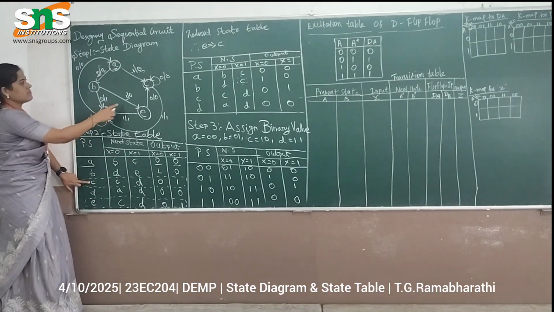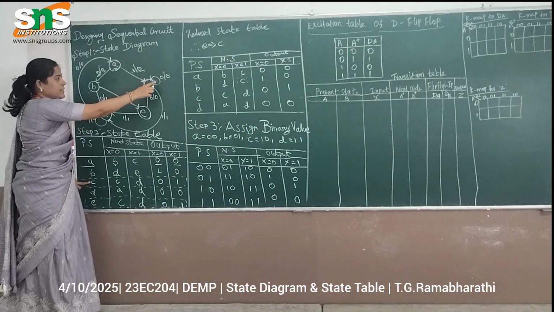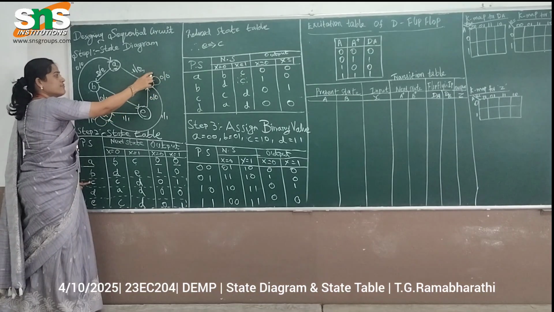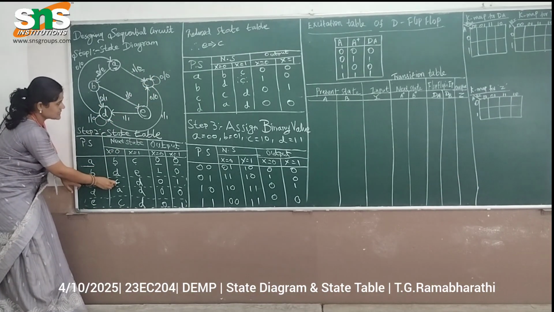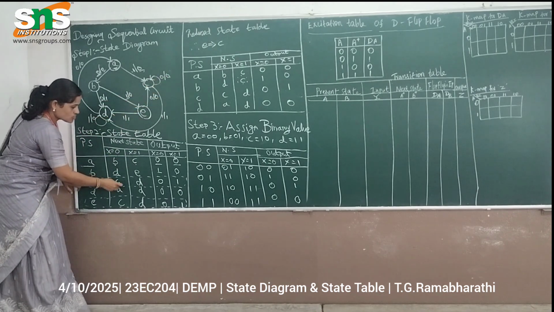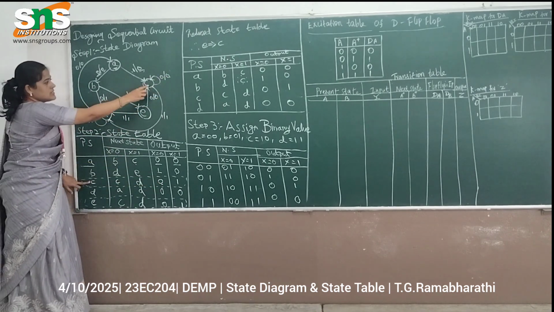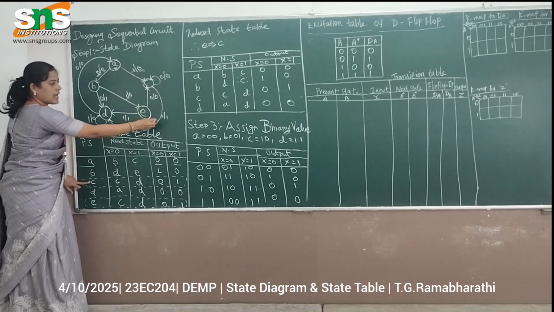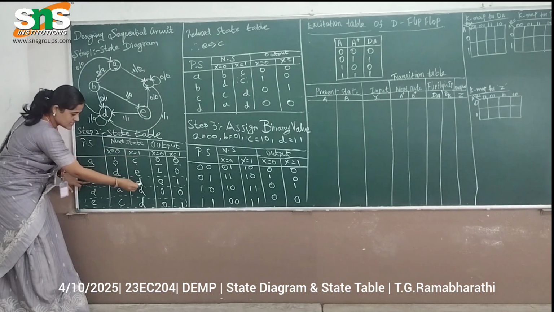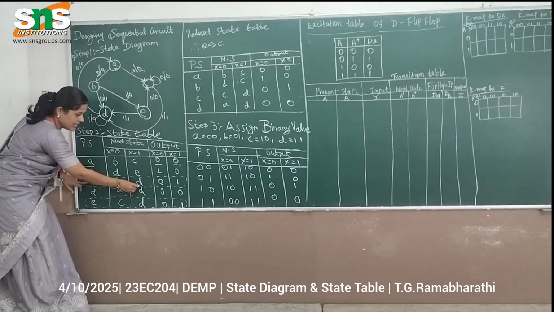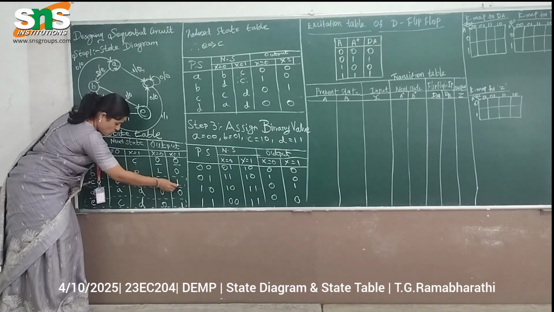Then we take state C. Input 0 means it transitions from C to C, and at the same time the output is 0, so we write 0 here. And input 1 means it transitions from C to D, and at that time the output is 1.